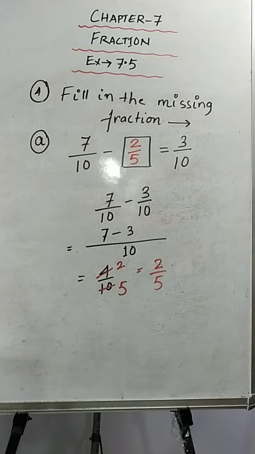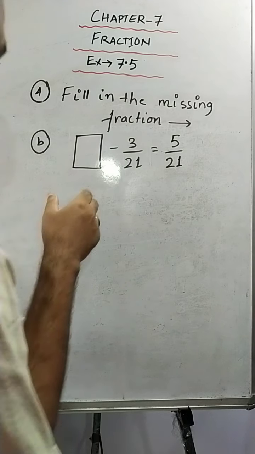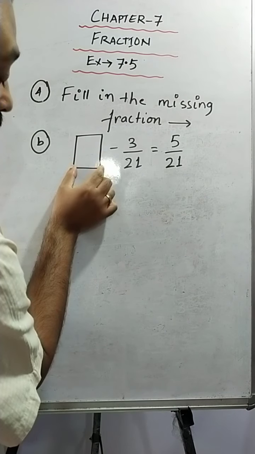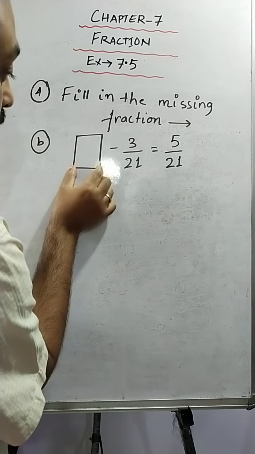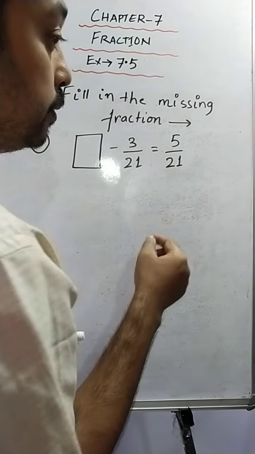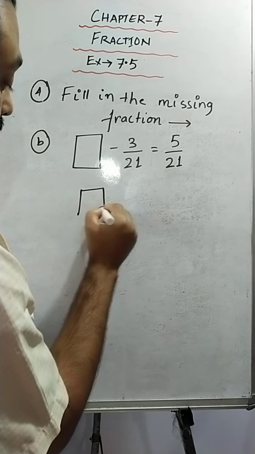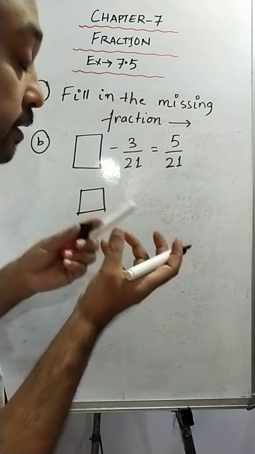Now let's move on to sum number B, students. Now sum number B, what do we have? In sum number B, there is one missing fraction. From this missing fraction, if you subtract this 3 by 21, you will get 5 by 21. Now what you have to do? Now again you take a simple example. This is how you understand the nature of the sum.